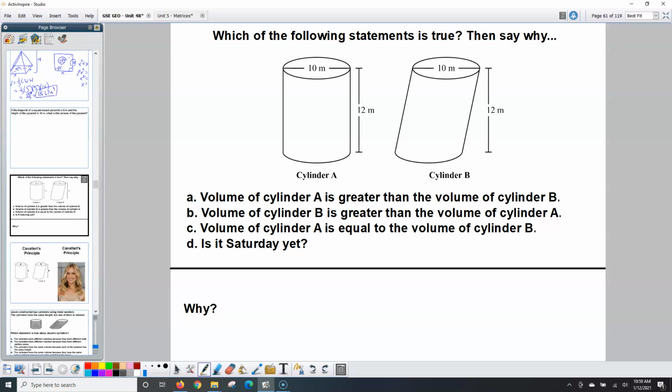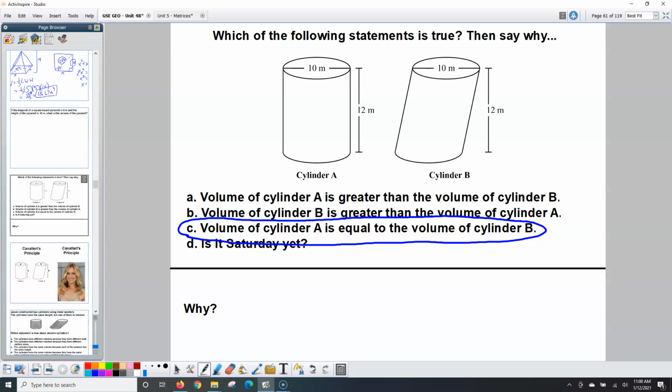Which of the following statements is true? Then say why. We have this cylinder on the left, and the cylinder on the right is tilted a little bit. They have the same diameter. They have the same height. The correct answer is they have equal volumes. I don't know why, but I always want to say the one on the right. It just looks bigger, but it's not. They are equal in volume.